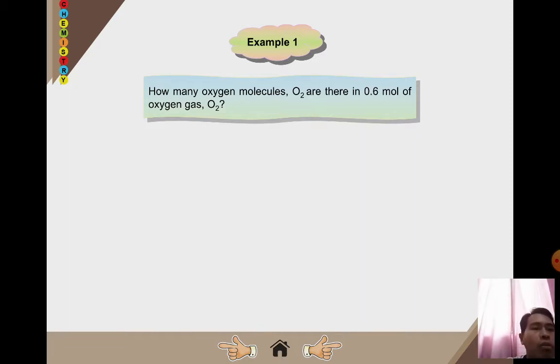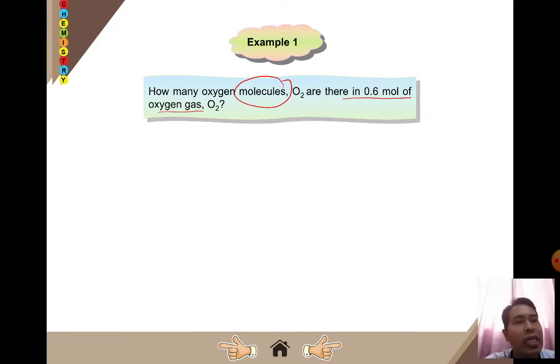How many oxygen molecules? Okay, ni dia minta molecules. Cikgu sebut tadi molecules mesti satu ya. Molecules mean one. Okay, are there in 0.6 mole of oxygen gas? The question gives you the moles and the question wants the number of molecules. Yeah, the number of molecules means the number of particles.